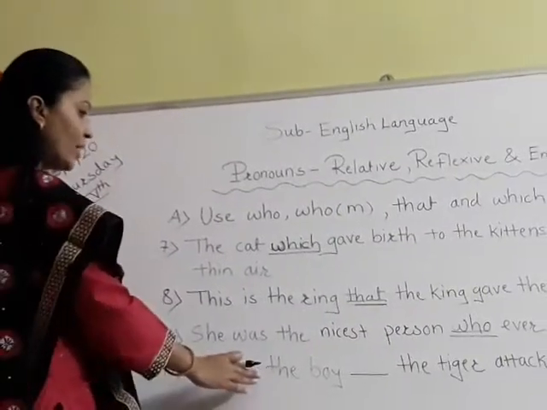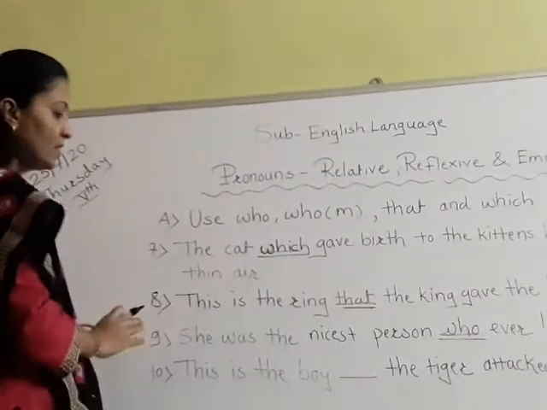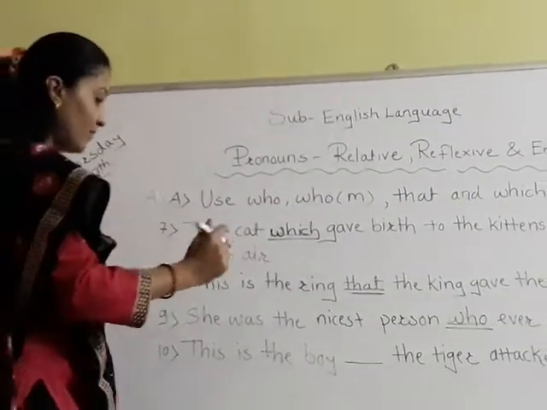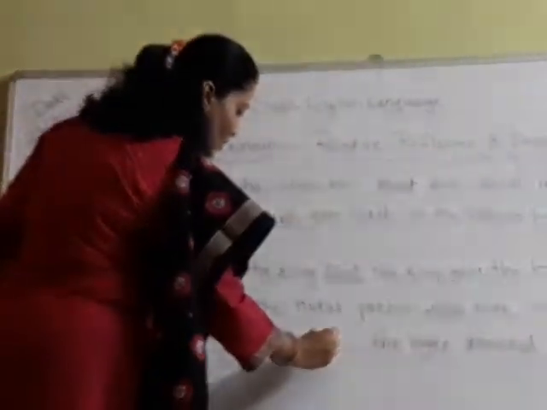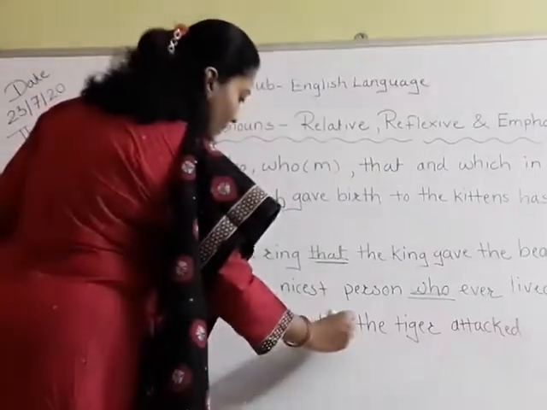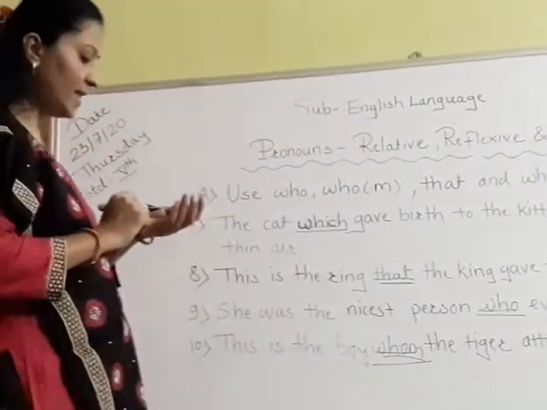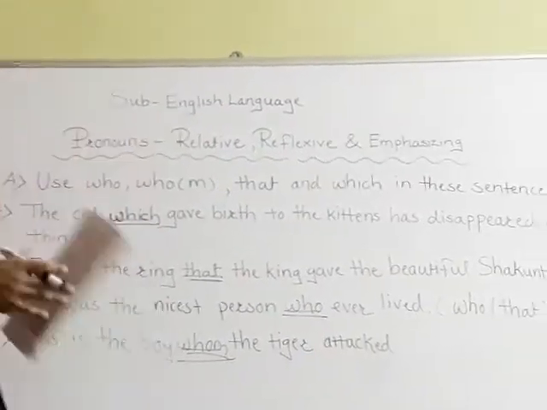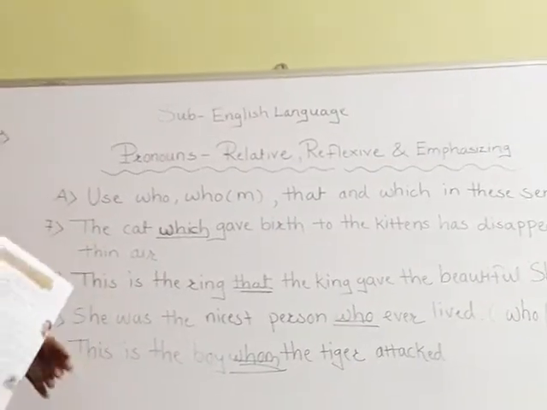This is the boy, and here dash dash the tiger attacked. So which relative pronoun will we use here? This is the boy, we will use here whom. Whom the tiger attacked. Now students, like this we have solved question number A.